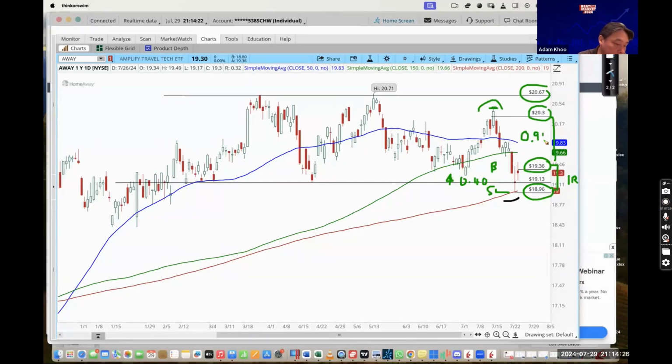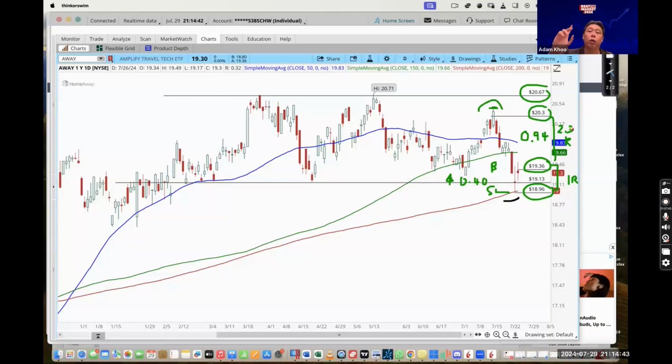94 divided by 40, that's about 2.3 R. That's a decent trade. That's not a bad trade, risking $1 to make $2.30. Can you see that? Okay. So trading the range is pretty straightforward. It's a pretty simple strategy.